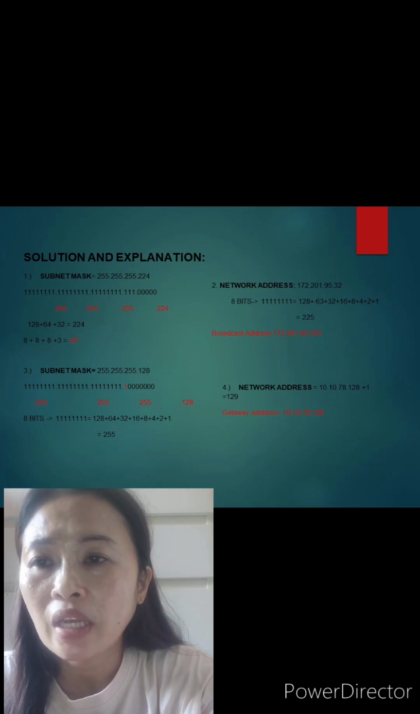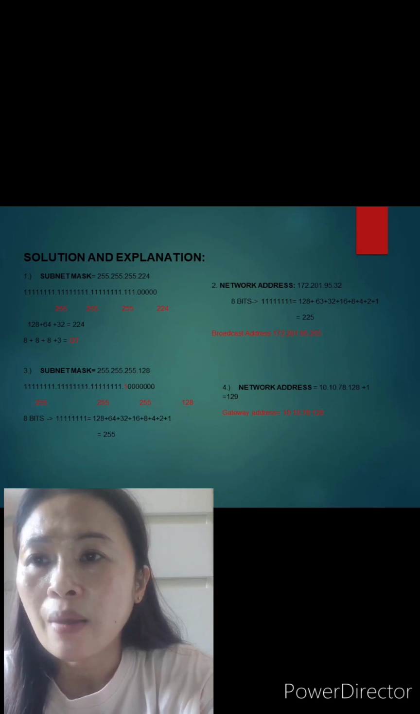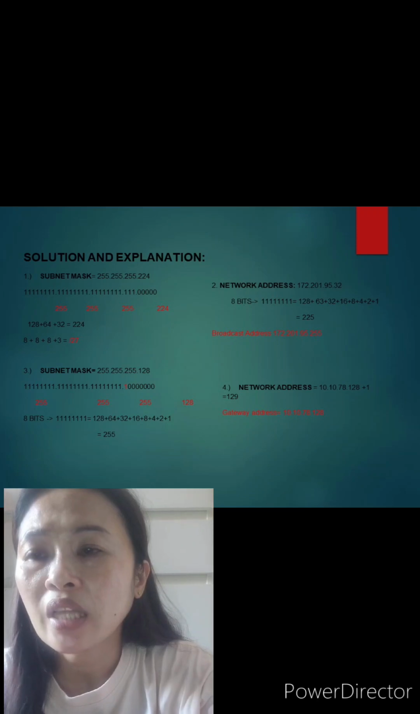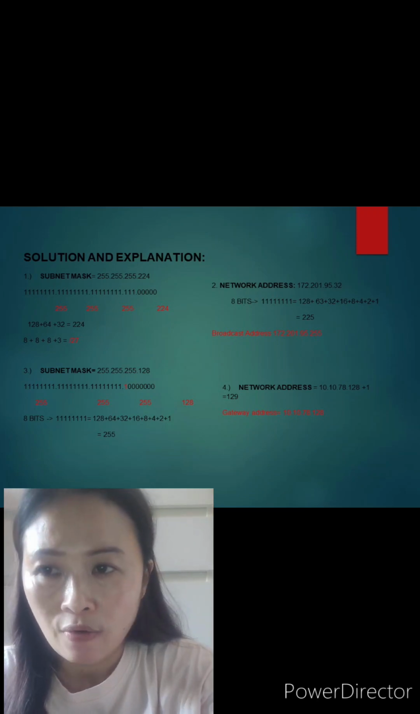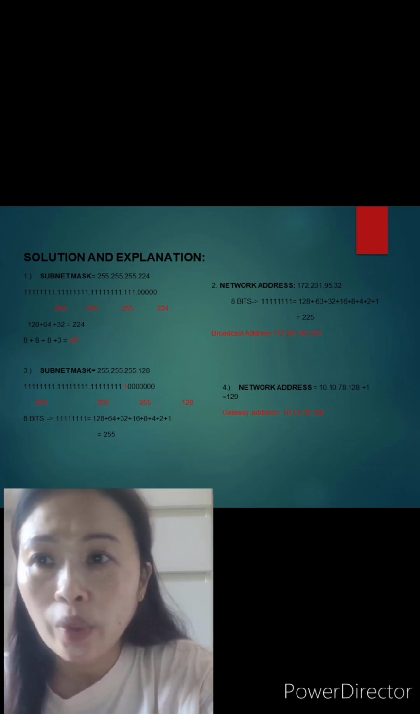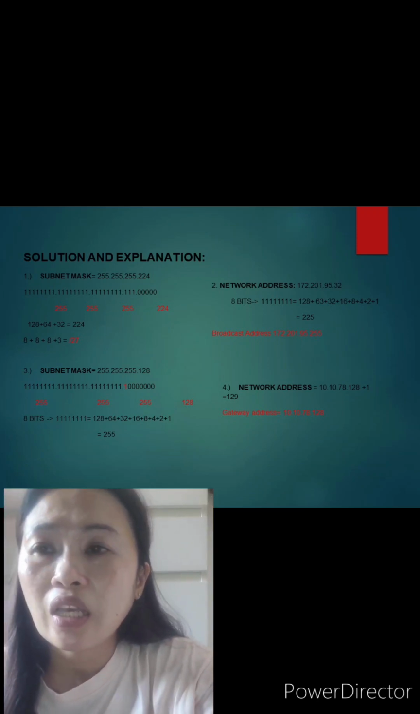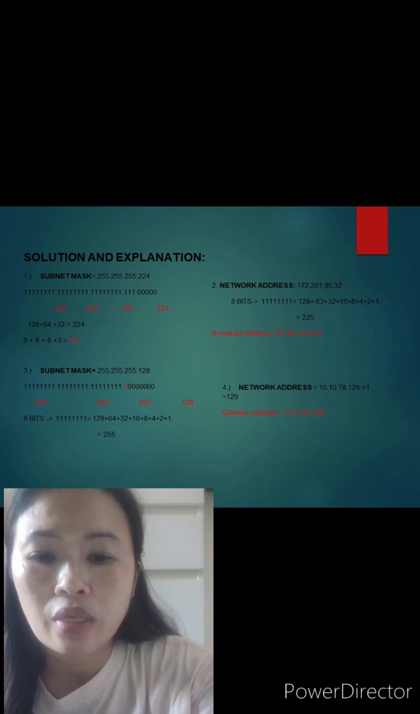So number 4 is the 10.10.78.128 plus 1 equals 29. The gateway is 10.10.78.29. I just add 1, so it becomes 29, which is like you can see here in the subnet tree.